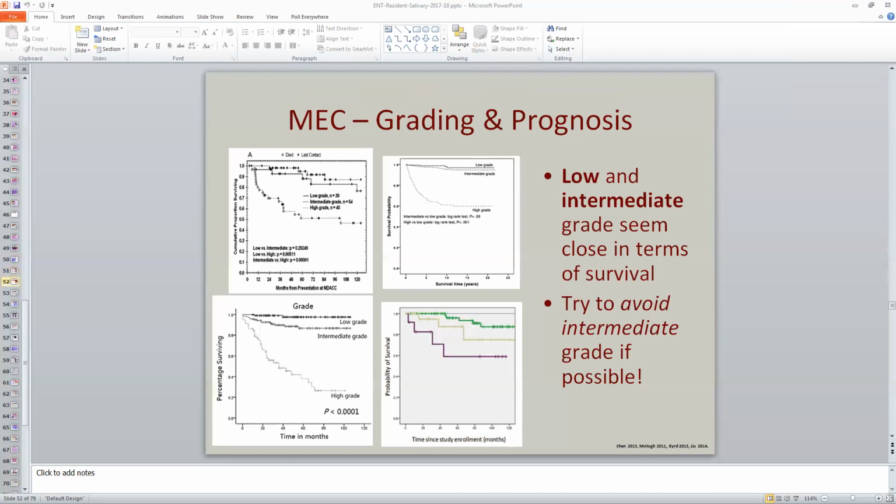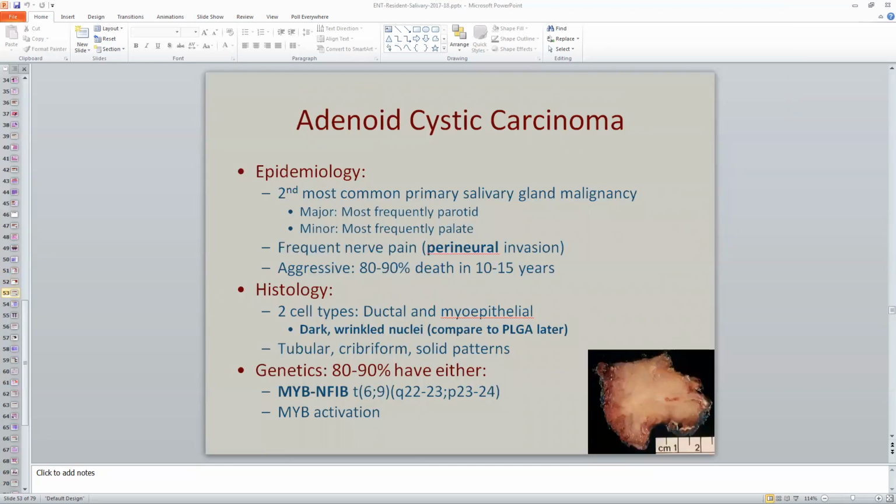Cool. Here are the charts again, just of the low, intermediate, and high grade, as you can see, supporting the theory that we're discussing. So adenoid cystic is our second most common malignancy that, as you all know, very frequently presents with perineural invasion, and these patients have nerve pain. An adenoid cystic without nerve pain is certainly possible, but nerve pain is very common.